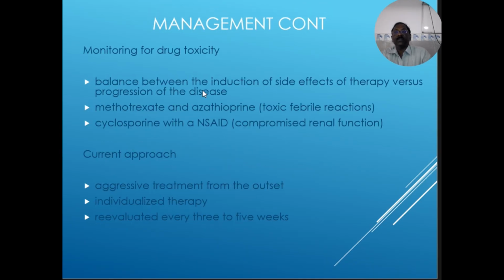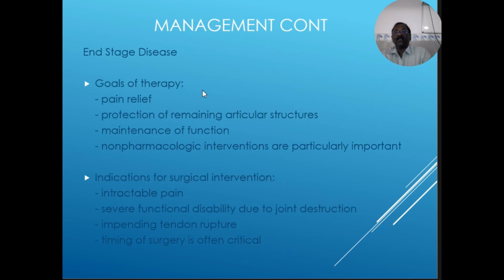Combination therapy. Drug toxicity and how to monitor, you know that. End stage of the disease: goals of therapy are pain relief, protection of the remaining articular structures, and maintenance of function. Non-pharmaceutical interventions are particularly important here. Some yoga, some meditation, some chai, some acupuncture, herbal medicines, Ayurveda, Unani, etc. Indications for surgical intervention: intractable pain, severe functional disability due to joint destruction, for which you go for replacement therapies, and tendon ruptures. Timing of the surgery is often critical.